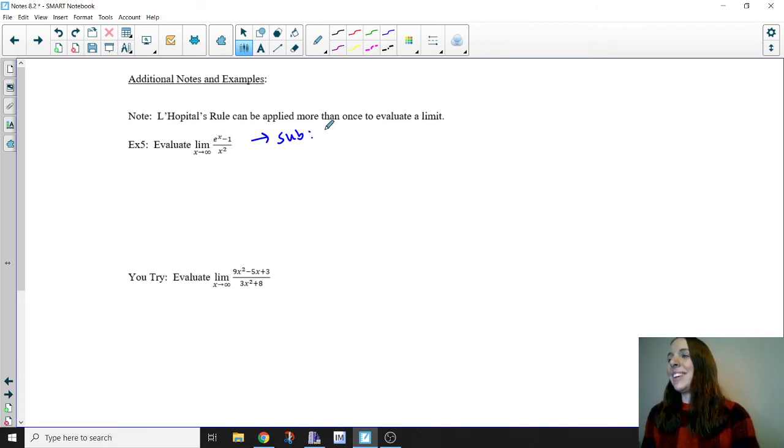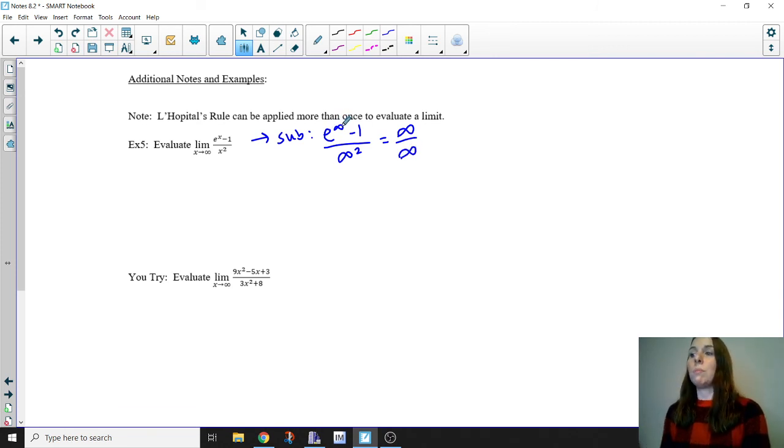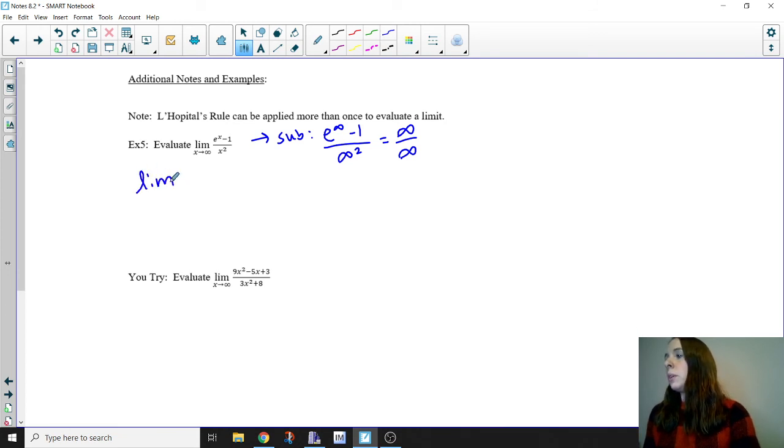I get, again, this is one of those things you shouldn't really write, but I'm going to write it, e to the infinity minus 1 over infinity squared, which is definitely going to result in infinity over infinity, because an exponential going to infinity definitely goes to infinity. Infinity squared definitely goes to infinity. So let's apply L'Hopital's rule, where I will rewrite this as the limit as x approaches infinity of the derivative of the numerator, which is e to the x, over the derivative of the denominator, which is 2x.